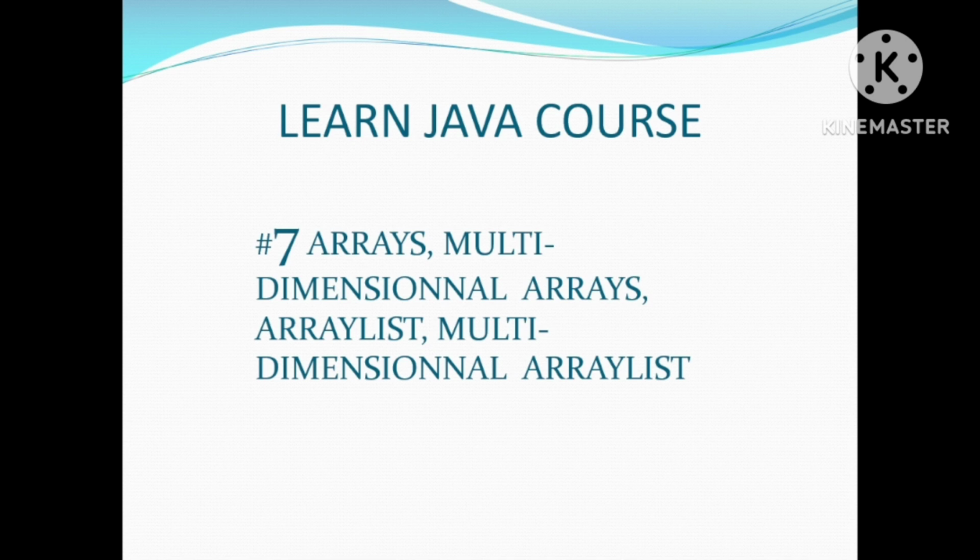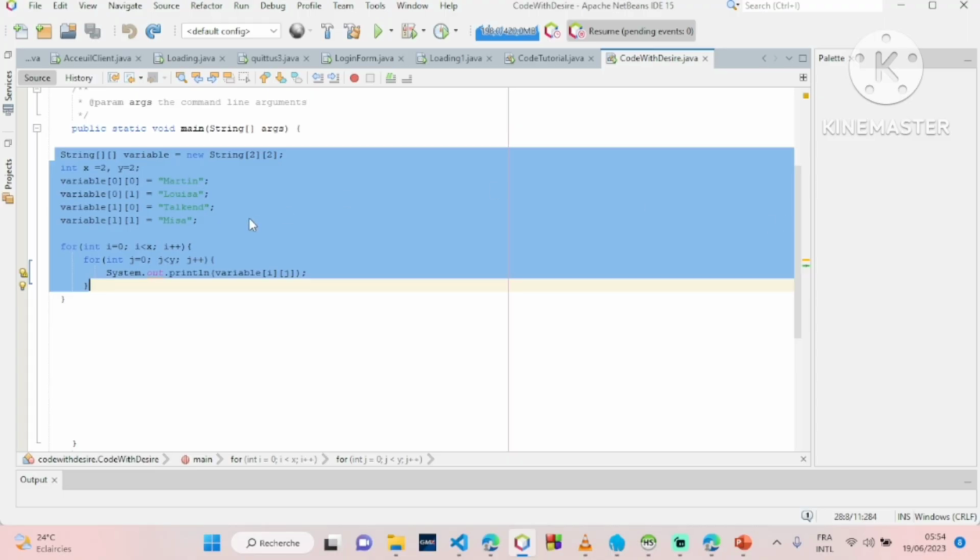Today we are going to continue where we ended last time, that is on part 1, course 6, and we were speaking about arrays and multidimensional arrays. Today we are going to speak about array list and multidimensional array list. Let us get started. Here we are going to clean what we did last time.